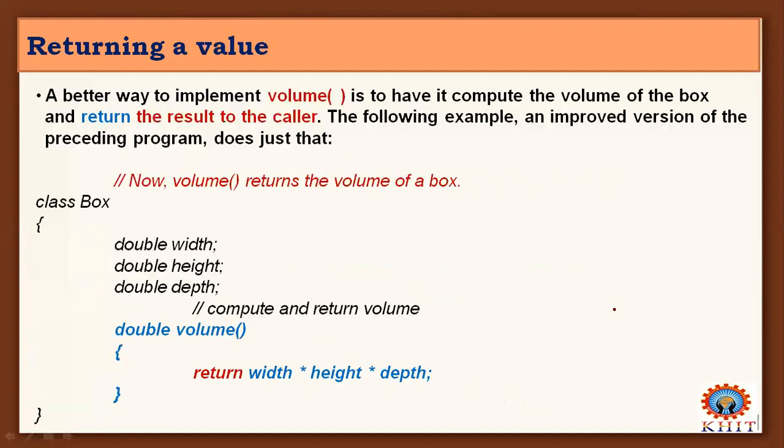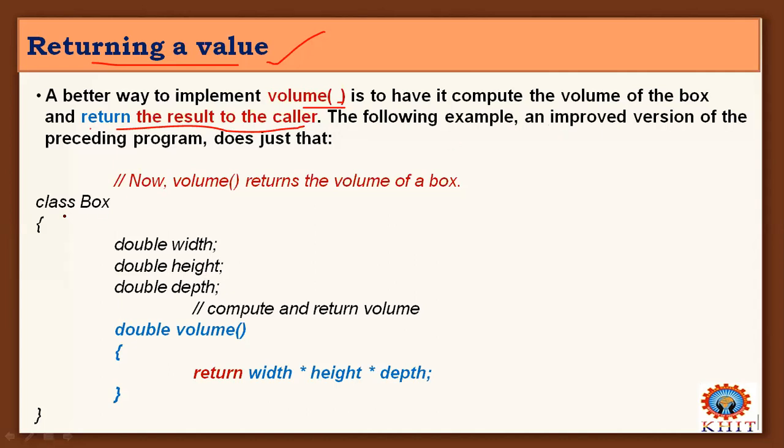Got it? Now coming to returning a value. We know that a method of a class may sometimes return a value based on the return type of the method. A better way to implement volume is to have it compute the volume of the box and return the result to the caller. In the previous box class we defined the volume method; it just calculated and displayed the volume, but the better way of implementation is that the function should return a value, and that value should be the volume of the box.